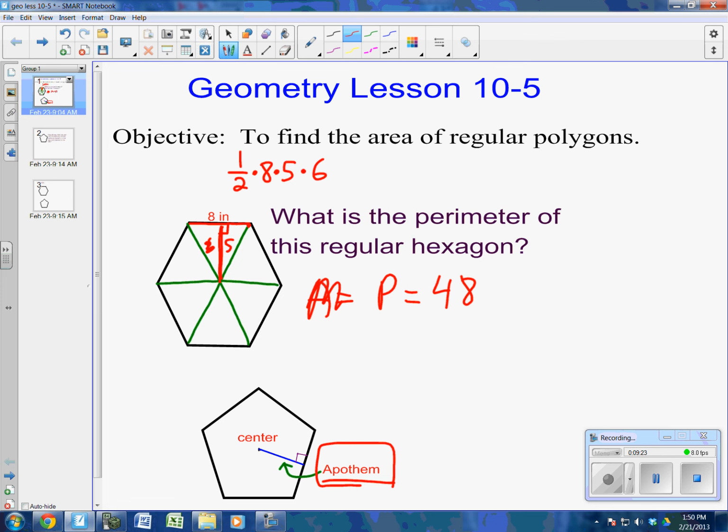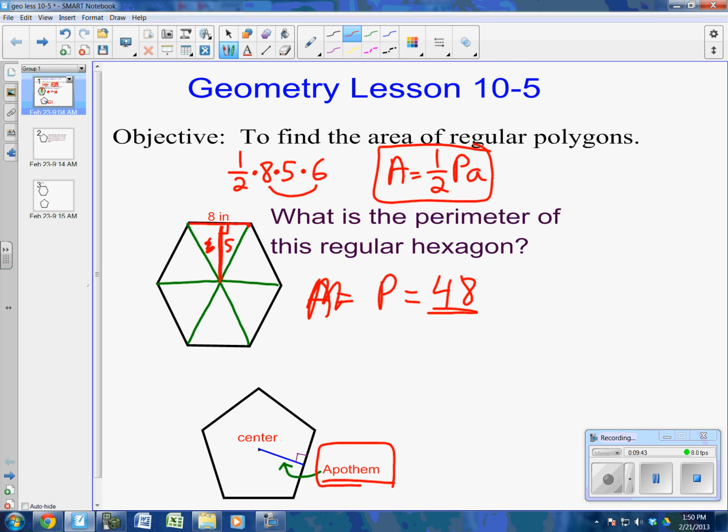Well, when we did 6 times 8 down here and got 48 for the perimeter, that's why we wrote it that way. We're going to write this formula as area equals 1/2 times the perimeter times the apothem. And that right there, you guys, is the area formula for a regular polygon.